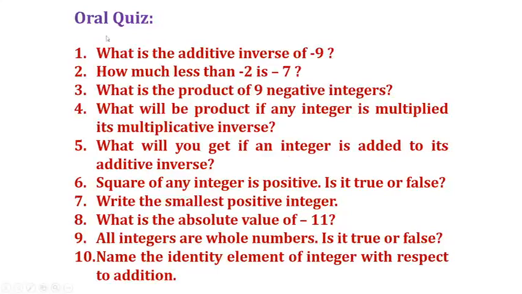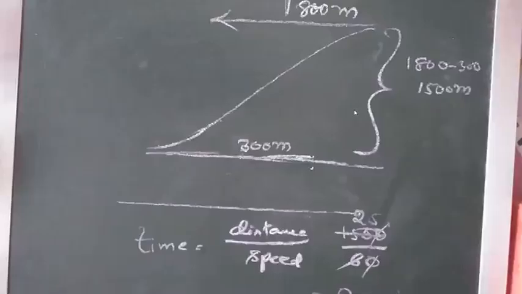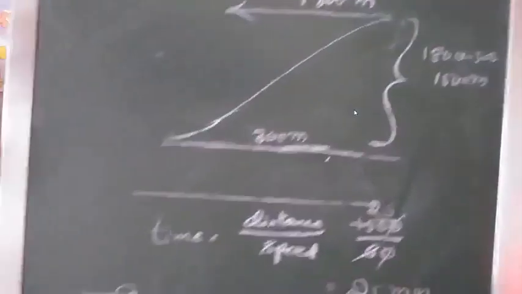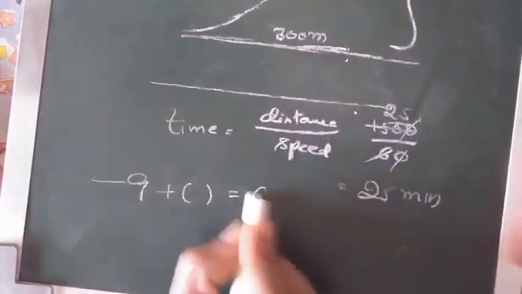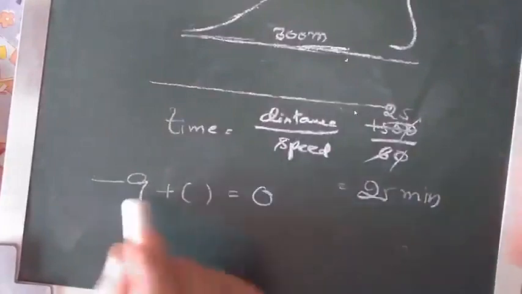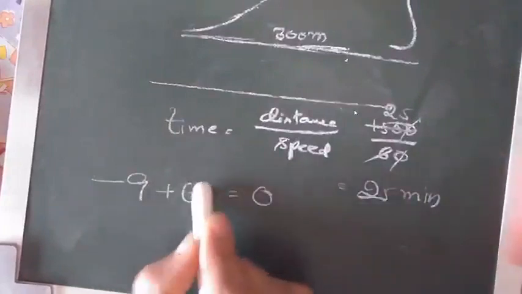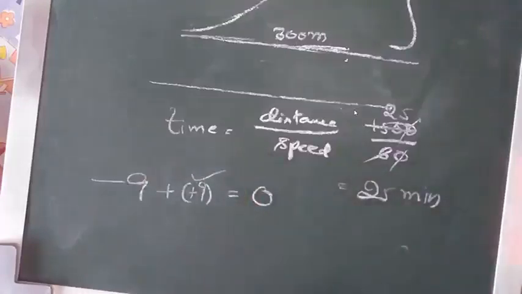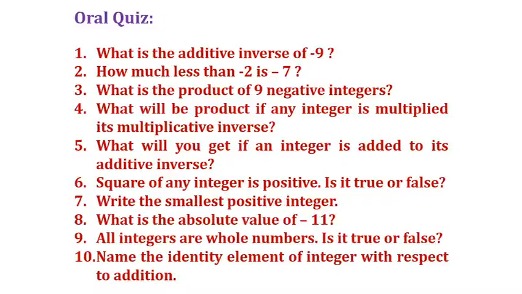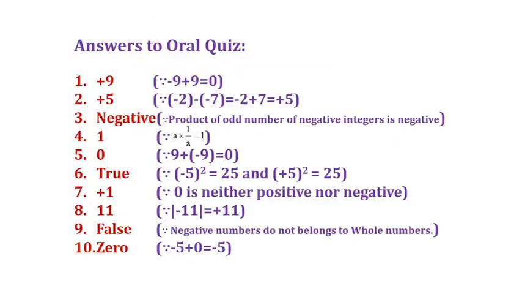What is the additive inverse of -9 here? Additive inverse of -9 means if we add any number to this number, you should get 0. Which number do you have to add to -9 here? +9. So then only 9 plus (-9) is equal to 0. Therefore, additive inverse of -9 is +9. See the answers here. +9.